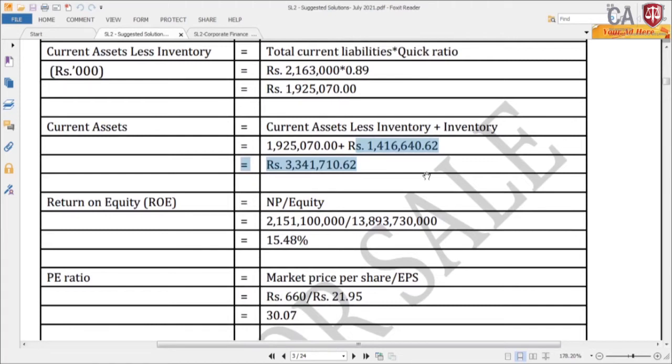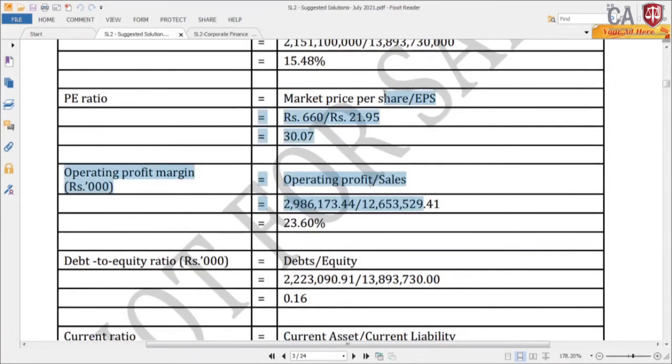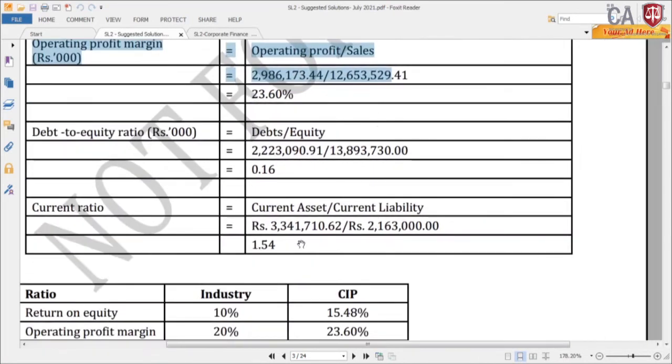As long as you understand each and every ratio, what it represents: current ratio represents current assets and current liability. Quick ratio represents current assets minus inventory, that means you exclude the inventory, compared to current liability. If you are very clear on those relationships, it's nothing in this exam question. So you got the current assets, 3.3 billion, then we go to the current ratio: 3.3 billion versus 2.1 billion current liability, which is given in the accounts, 1.54.